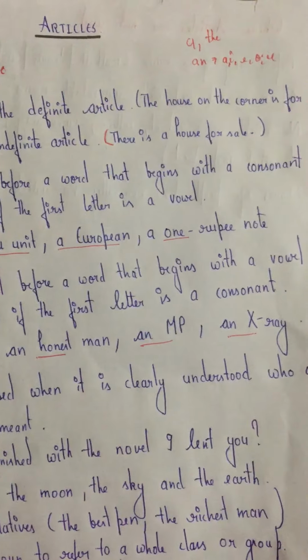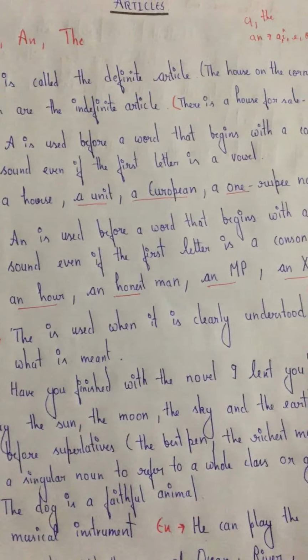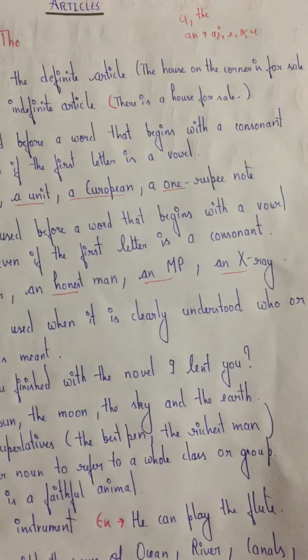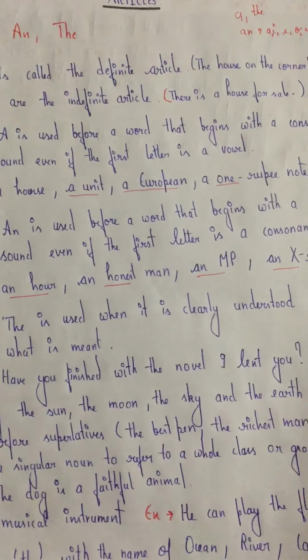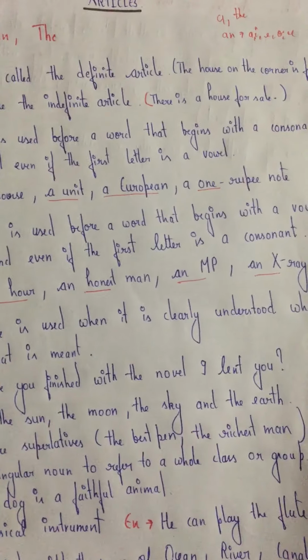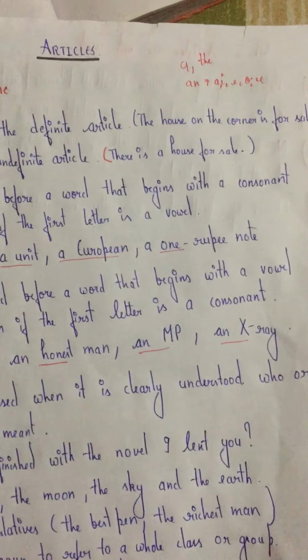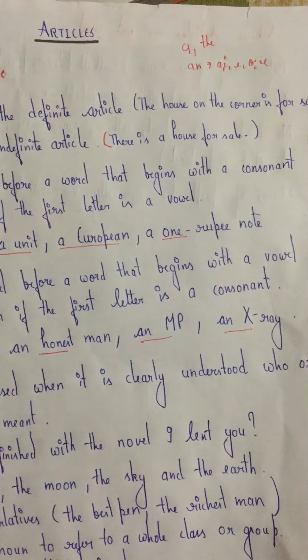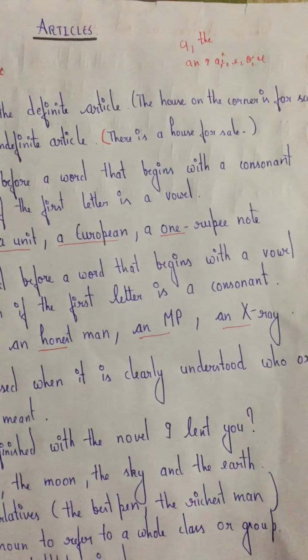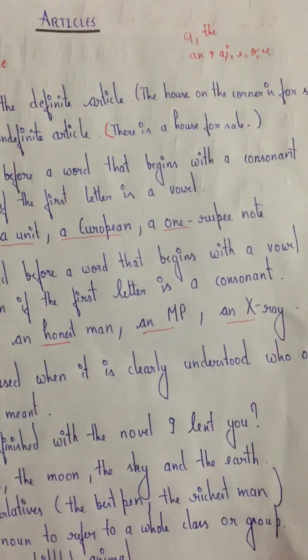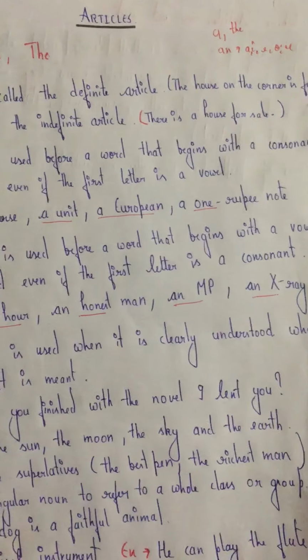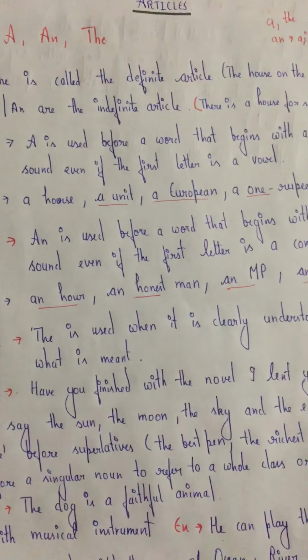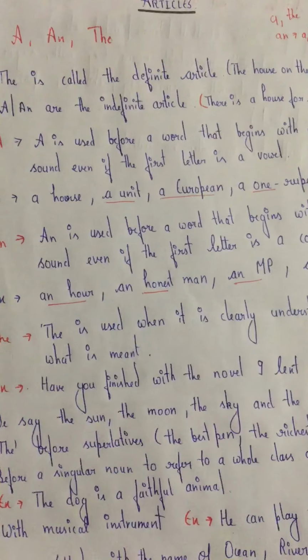Let's see where a and an are used. A is used before a word that begins with a consonant sound, even if the first letter is a vowel, right? Earlier in the junior classes we read a and the are used with consonants, while an is used with vowels, that is A, E, I, O, U. But now the definition has changed. What we need to do is pronounce a word before writing any article.